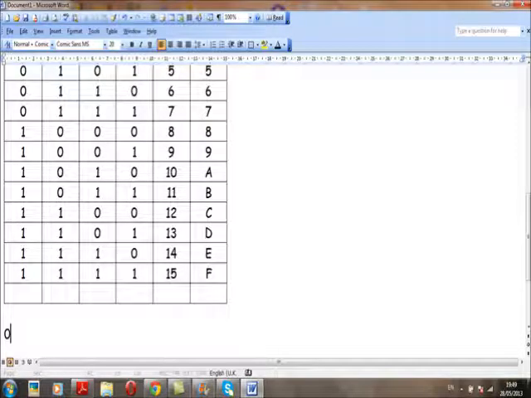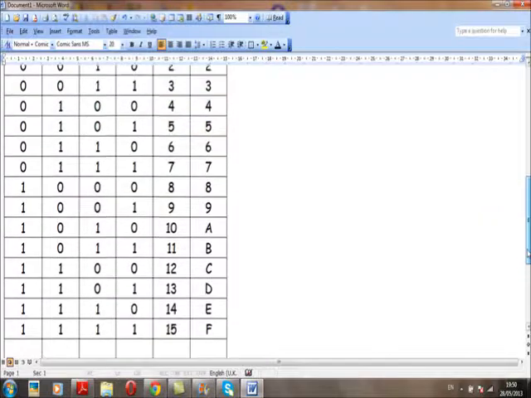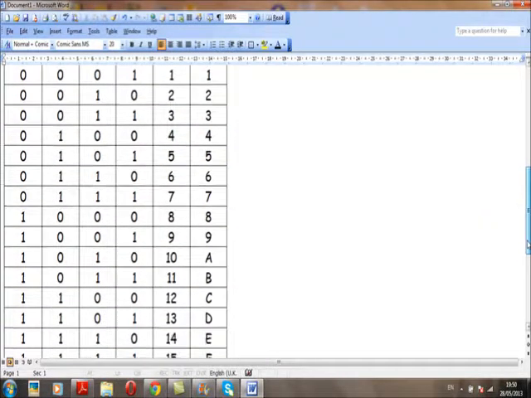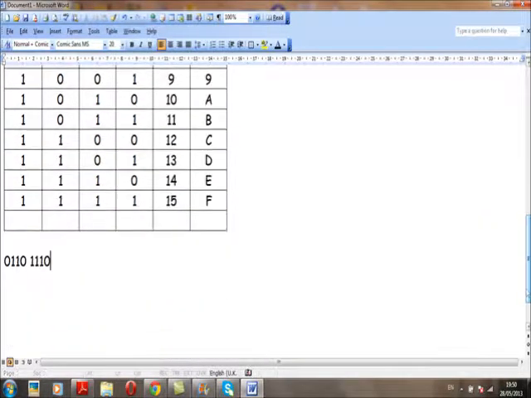Okay, what shall we take? We take 1, 0, 1. So what we can look at is we've got 0, 1, 1, 0, which is 6. So it's going to be 6.